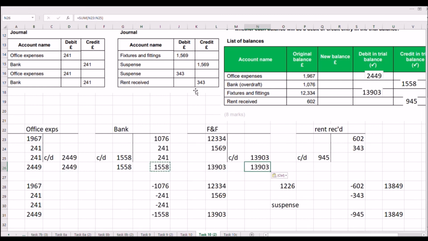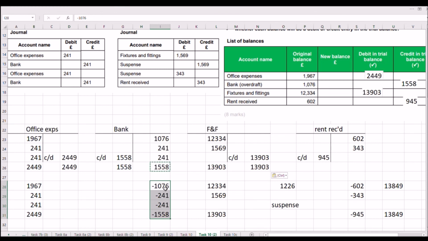Same kind of thing. Start off with our fixtures and fittings, which is a money in item, so that's a debit figure for that item there. And then we post our journal, 1655. So we've got a debit then of 135903.